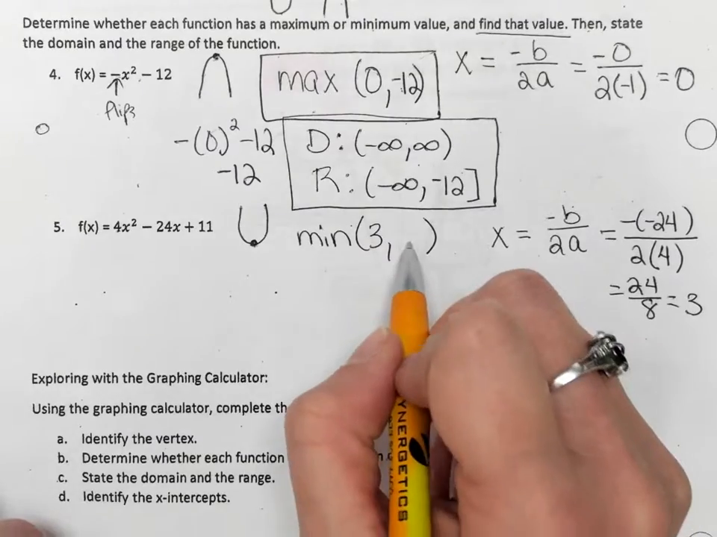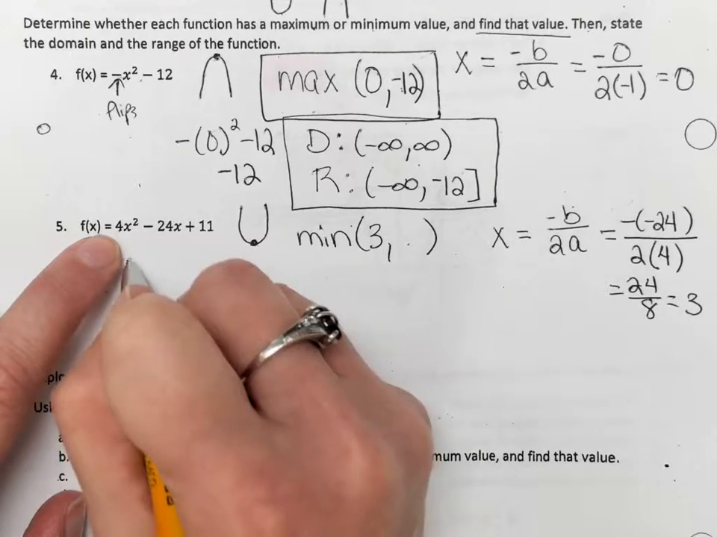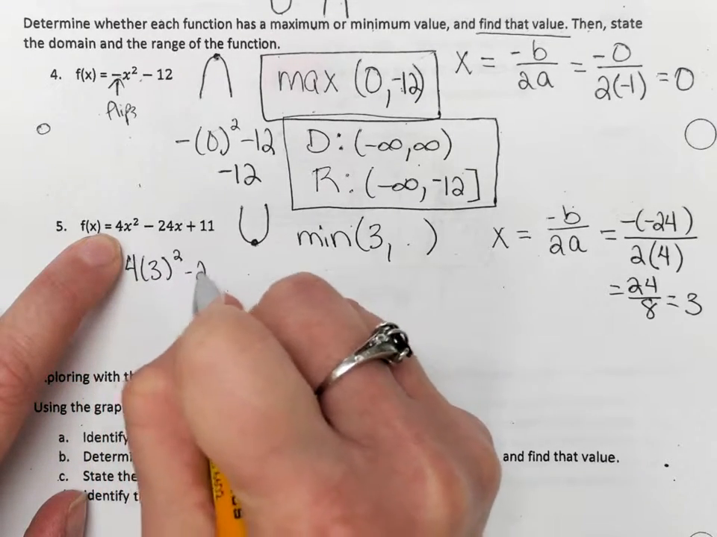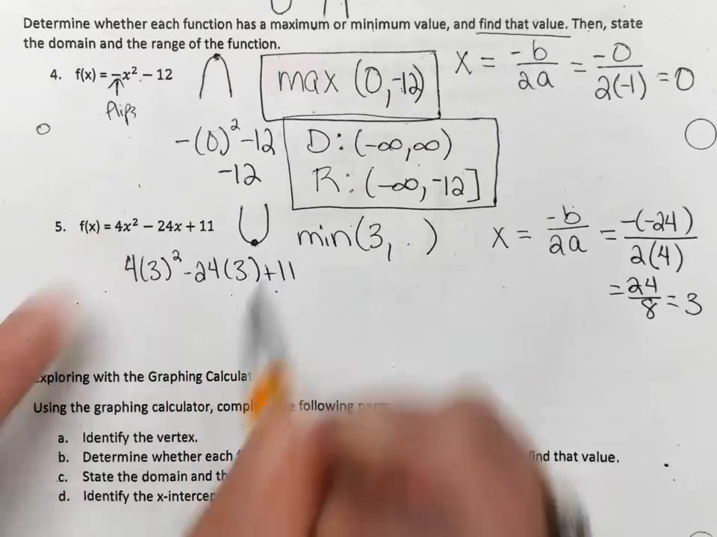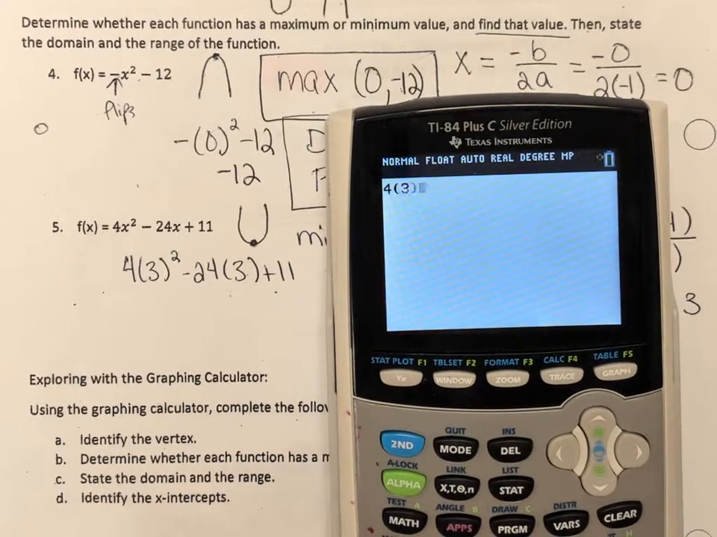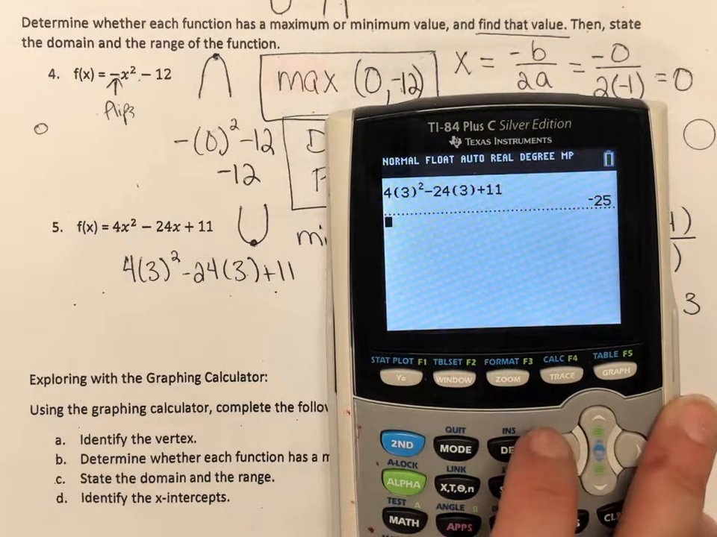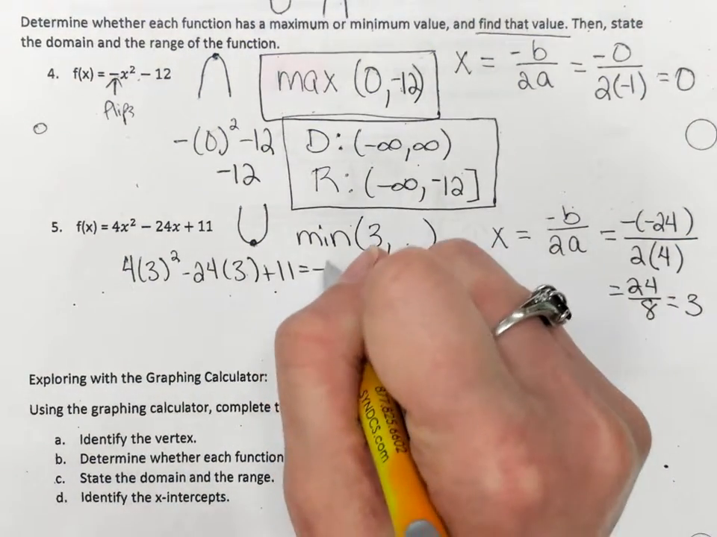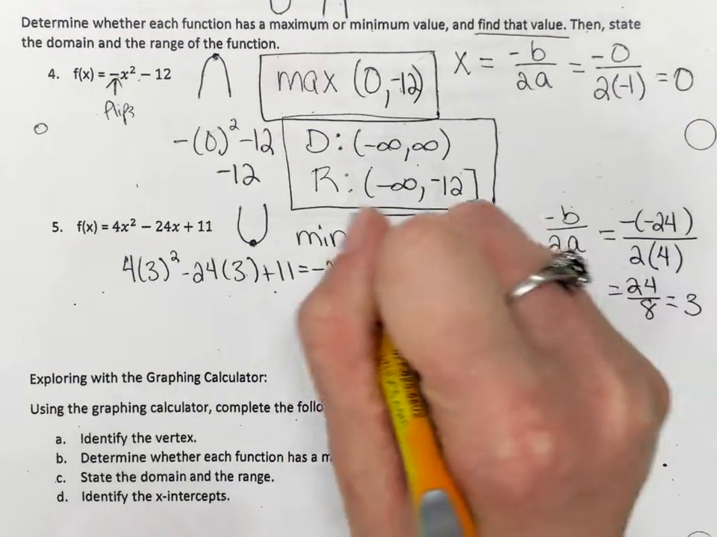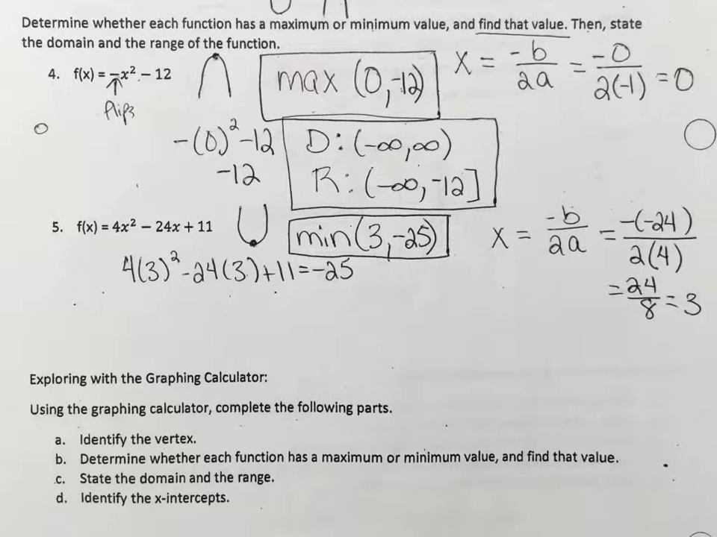All right, how do I find that y value? Plug in that x value. There you go. So let's see, we have 4 times 3 squared minus 24 times 3 plus 11. All right, so we're just going to plug that straight in. Negative 25 is what I got too. So that's the vertex, but it's also your minimum value. They're the same thing. Okay.